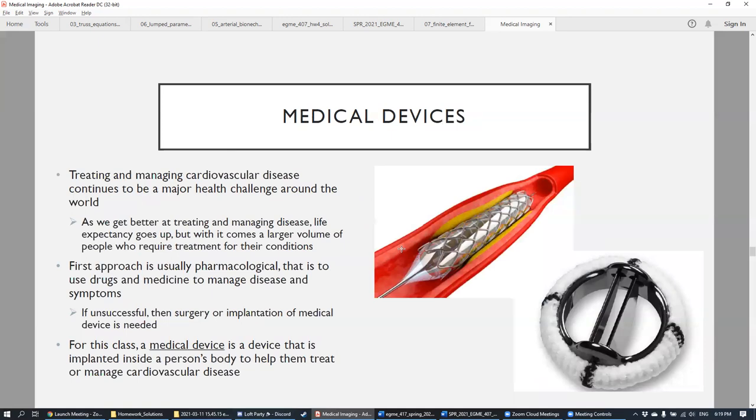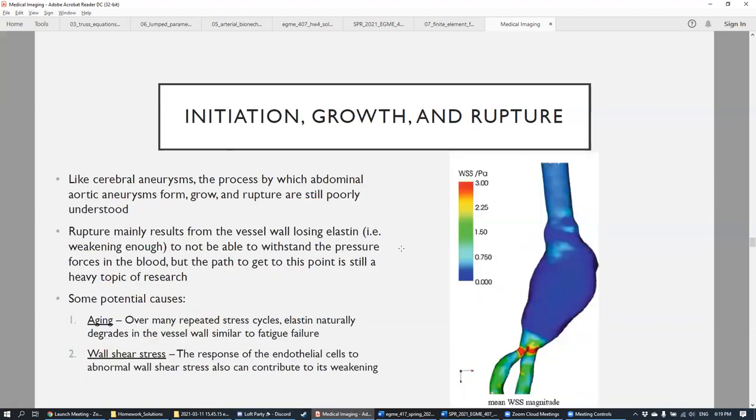Any questions on this before we start talking about medical devices? All right, so what we've covered so far is hypertension, atherosclerosis, and aneurysms. Those are the main categories of diseases. Obviously there are thousands and thousands more out there, but these are the big ones, the most common and most impactful ones that people tend to study a lot. That's why I want to cover these.